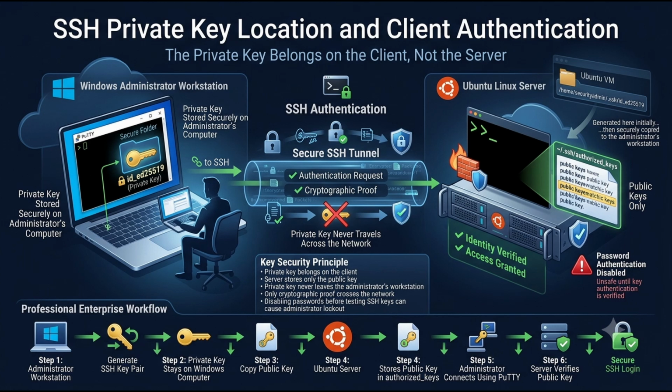The answer is simple. SSH authentication always happens from the client to the server. The client must possess the private key, while the server stores only the corresponding public key. This is one of the most important concepts to understand about SSH authentication. The private key never belongs on the server. It belongs on the administrator's workstation. The server should only know about the public key. Since we're connecting from Windows using PuTTY, our Windows machine needs a copy of the private key.